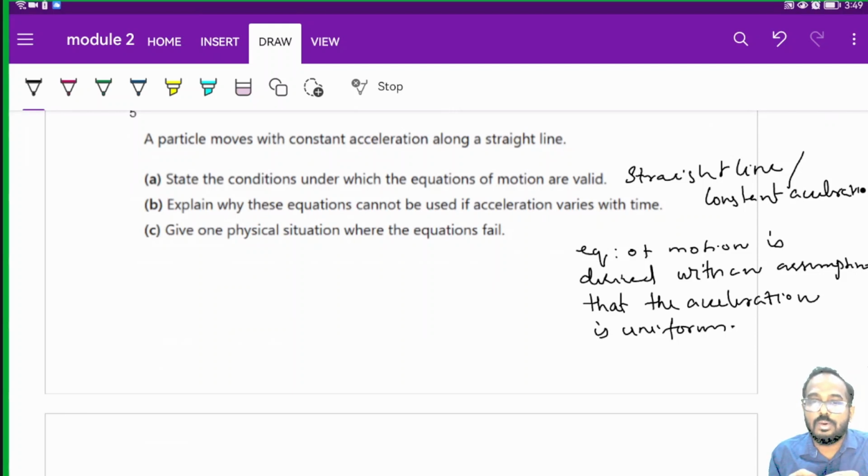So the next video, module 2 kinematics, part 4C, where we will discuss theoretical MCQ questions. 5 questions we will discuss. Then after that we can start graphs and graph analysis.